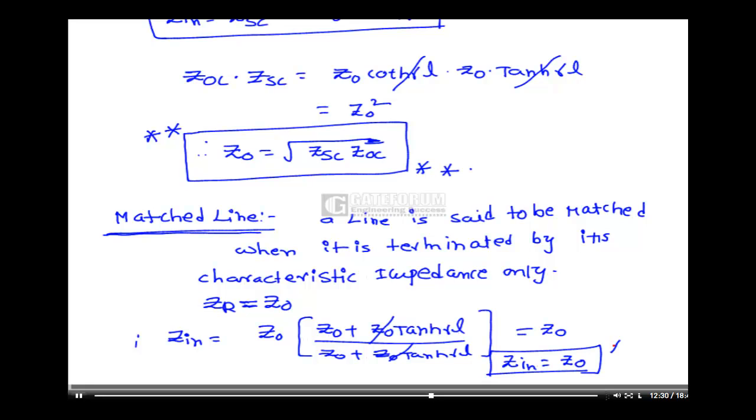It's a very important statement. That is, if a line is terminated with its characteristic impedance, the impedance seen at the input side of the transmission line, that is Zin, is the characteristic impedance only. Of course, this is a condition for maximum power transfer also. That is, to get maximum power transfer, we have to terminate the load by its own characteristic impedance.